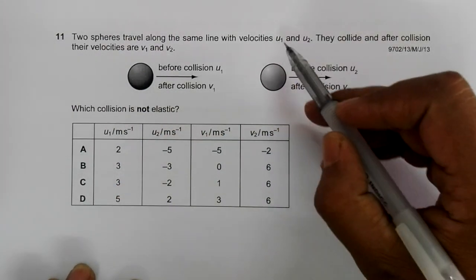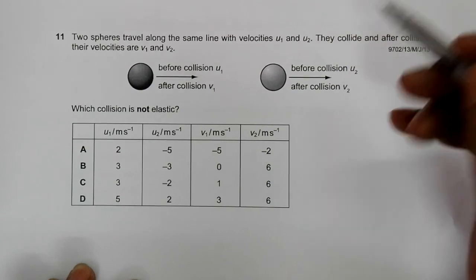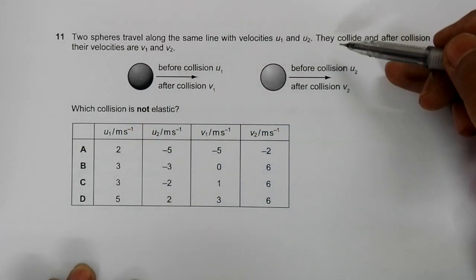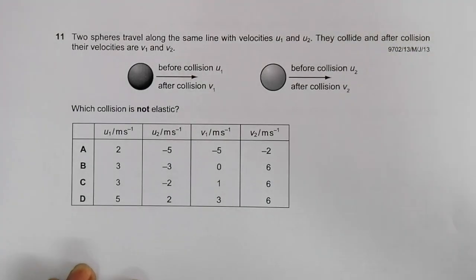We might consider ua and ub, va and vb, or we might consider 1, 2, or xy and so on. So the question is, which collision is not elastic? We are given different values here.